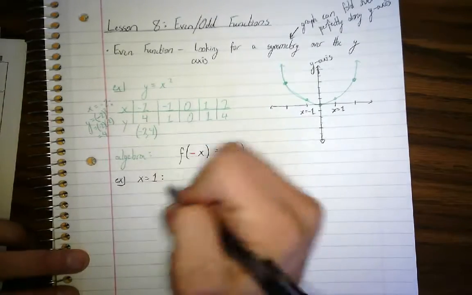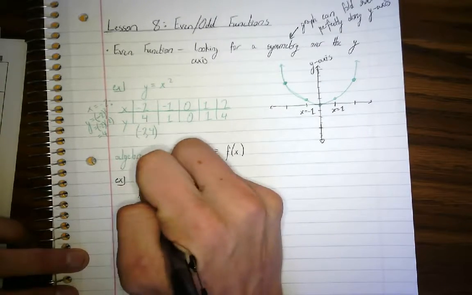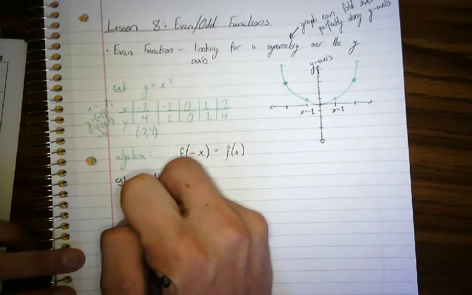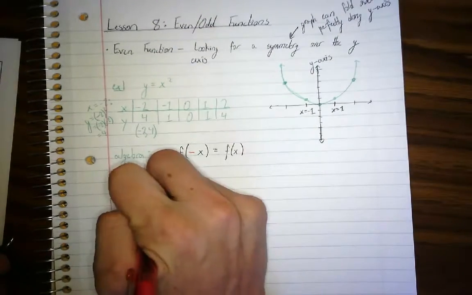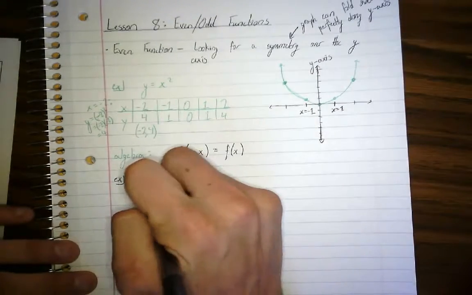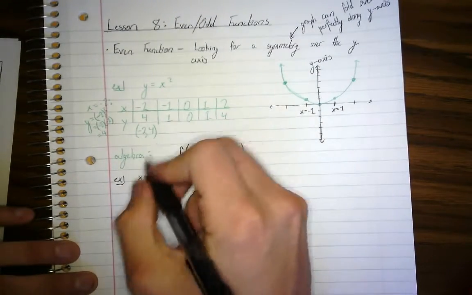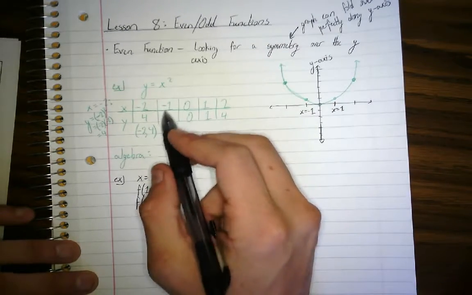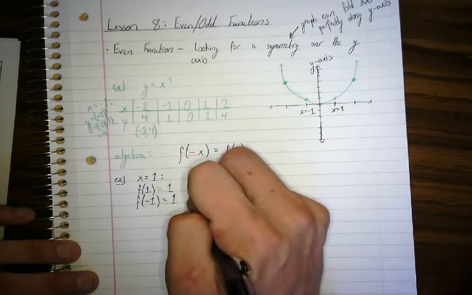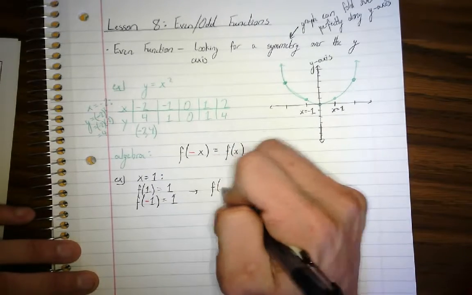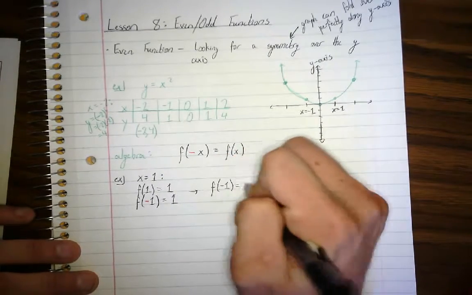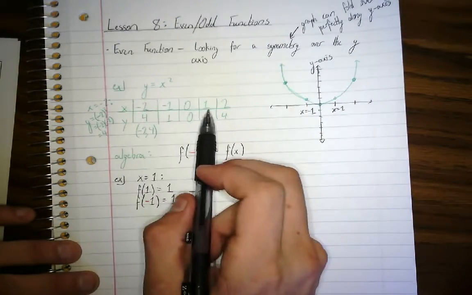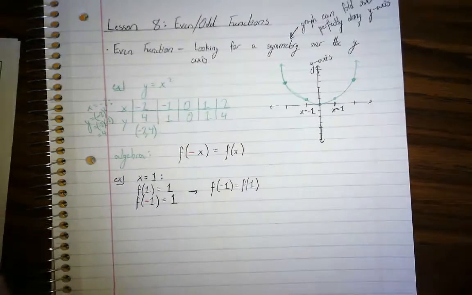If we look at f of 1, that's the output when the input is 1, so that's just 1. But when we look at f of negative 1, that's just negative 1 squared. Or, looking at our chart, it's again 1. So we've shown here that our output for negative 1 is exactly the same as it is for 1. So at least for this specific point, it's pointing towards an even function.